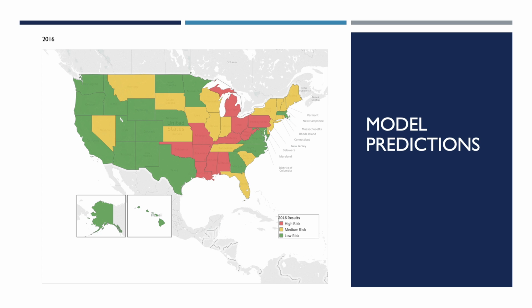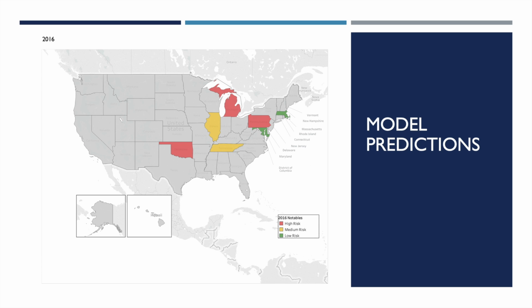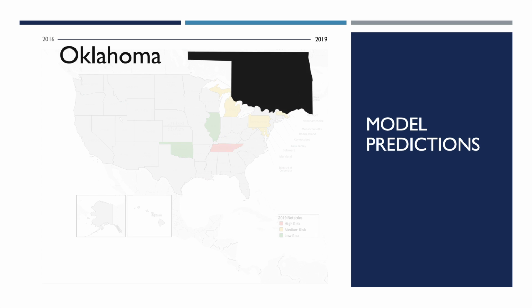Green represents low risk, yellow is medium risk, and red is high risk. Let's zero in on the states that our model predicts will change by the end of 2019. As you can see, the results are a bit mixed, though the overall downward trend seems to be continuing. And one state in particular stands out among the rest: Oklahoma.